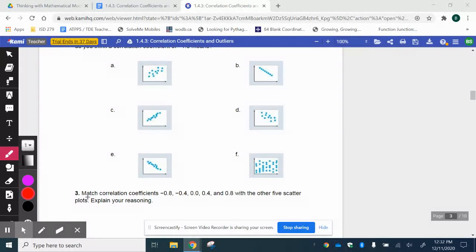Then after you're done with that, match the correlation coefficients -0.8, -0.4, 0.0, 0.4, and positive 0.8 with the other 5 scatter plots. Explain your reasoning. Remember, we said if it looks like there's no association, it's closer to 0. If it looks like there's some association, it'd be either closer to 1 or -1. So you just label them right underneath the graphs. Which one do you think fits?